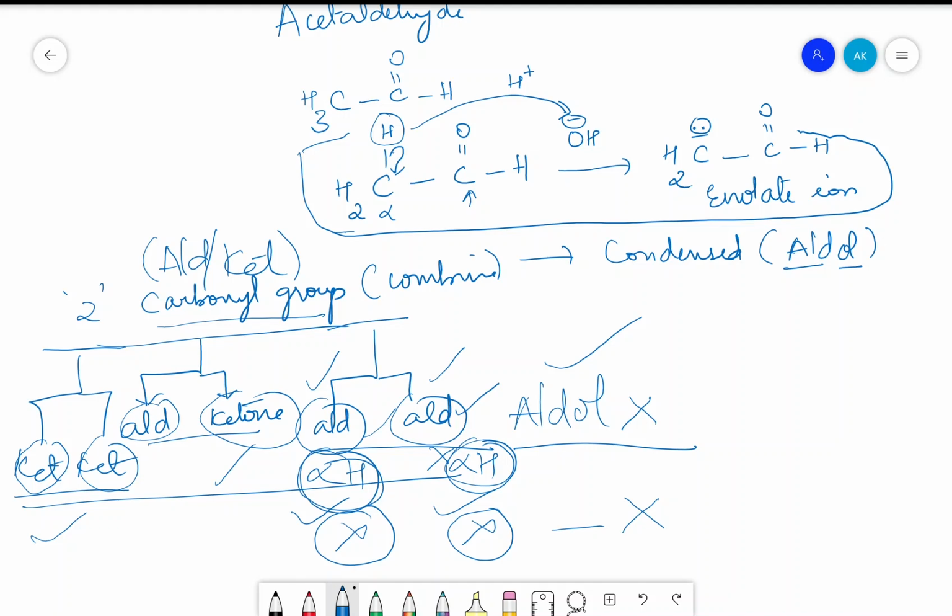So in our notes, which will be sent to you, are the points we have discussed just now: aldehydes containing alpha hydrogen undergo self addition. Self addition is nothing but they combine with each other in the presence of a base to form a product, and the name of the product is aldol. The reaction, because it is a condensation reaction, is called an aldol condensation.